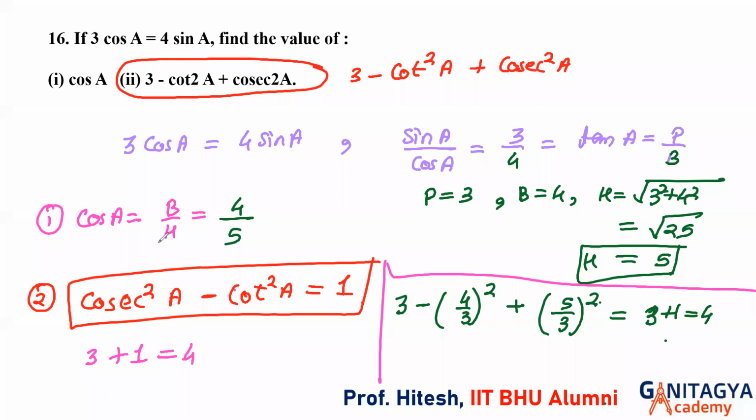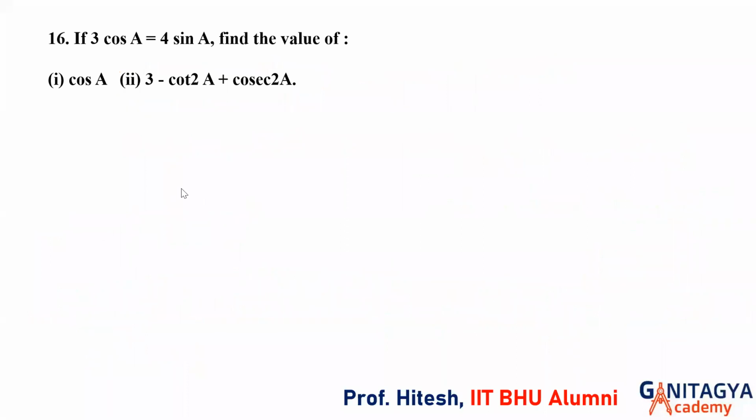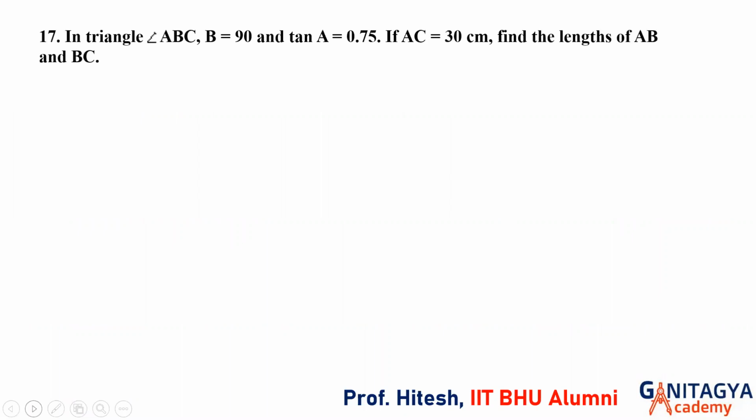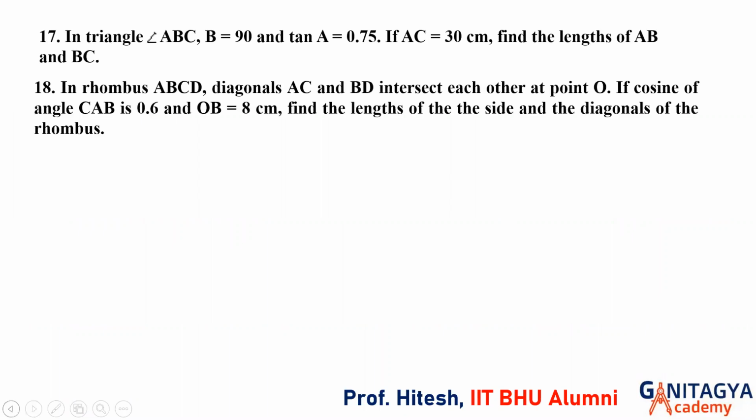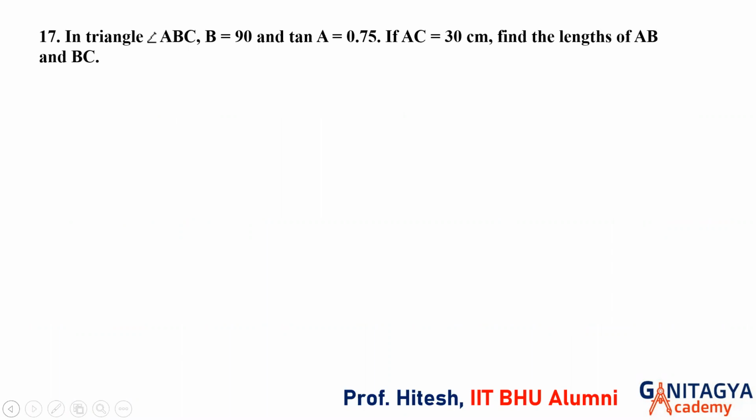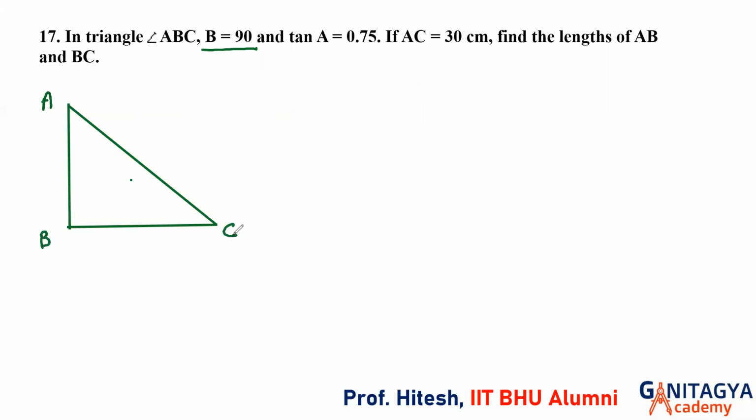Okay, so let me clear this. Now, question number 17. In triangle ABC, angle B is 90. So it is a right angled triangle. So immediately you can say this is, and angle B is 90. Okay. So it is A, it is B, and it is C. So this angle is 90.